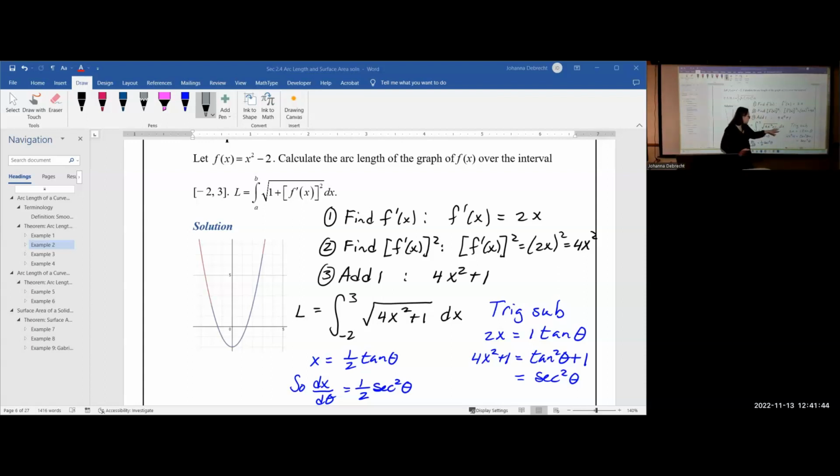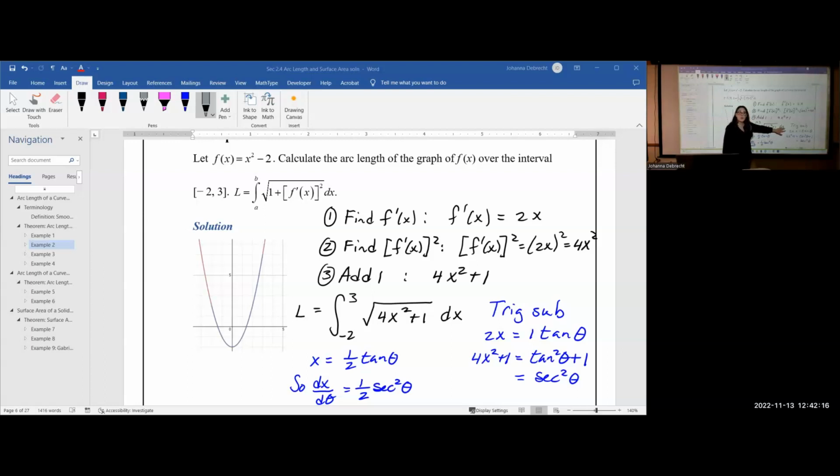Now we try to recreate what was under the radical. So we find 4x squared plus 1. So we square the 2x, which is tangent, and that gives us tangent squared of theta. Then we add 1 to get tangent squared of theta plus 1. Now that is the Pythagorean identity for secant squared. So the next thing we have to do is replace what's under the radical with secant squared of theta. But that means that our differential is switched from dx to d theta. So I've got to find that.